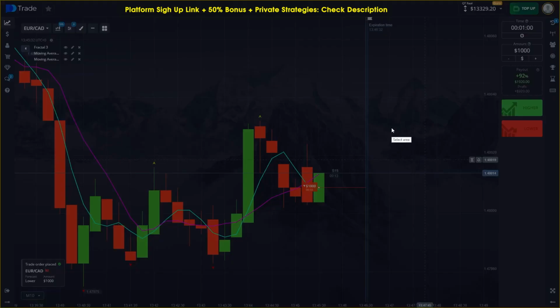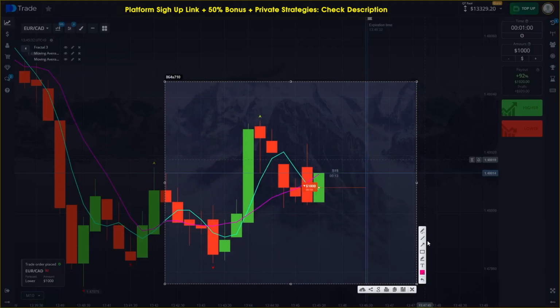Let me explain why I decided this way. First, pay attention to the fractal indicator. If we see a green up arrow, it means the bullish trend has ended and a downward correction begins.